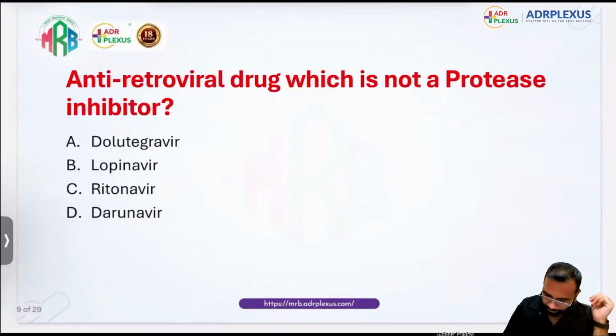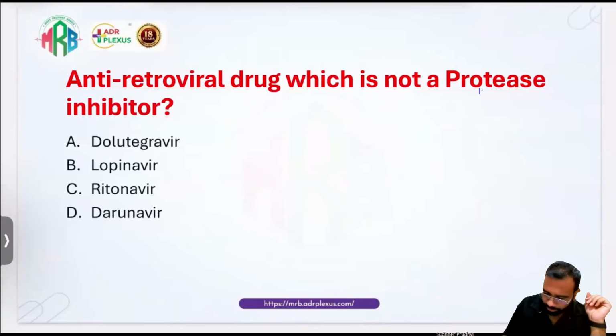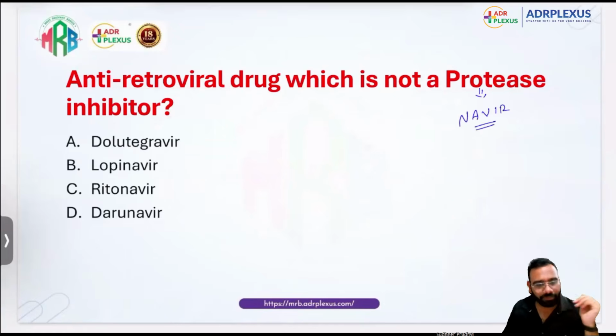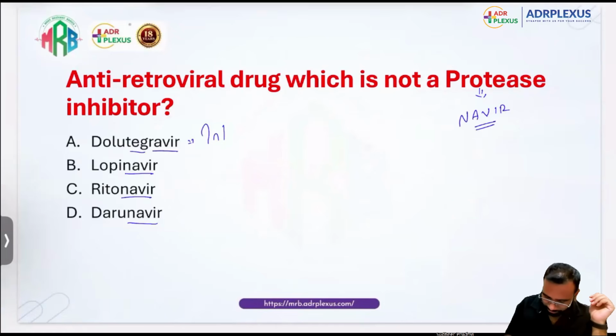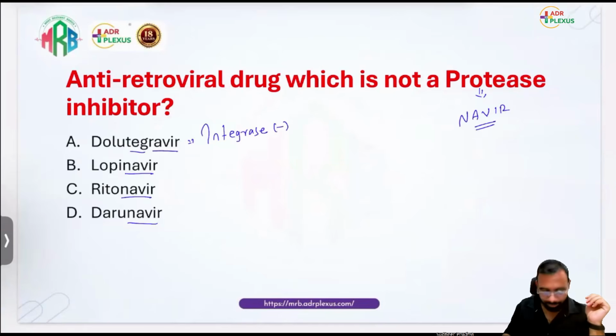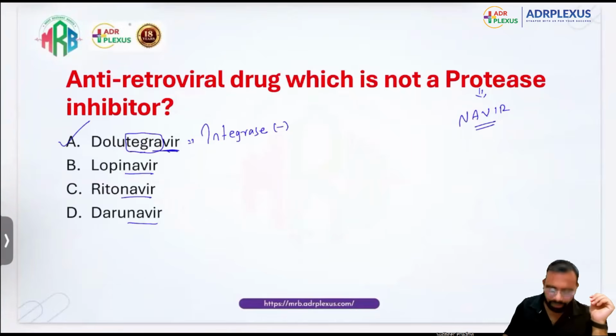Now come to the next one. Antiretroviral drug which is not a protease inhibitor. If you remember, I told you all these protease inhibitors are navir drugs, all the drugs ending with navir. Dolutegravir is an integrase inhibitor. That's what I told you, the drugs ending with tegravir. So this will be the correct option.